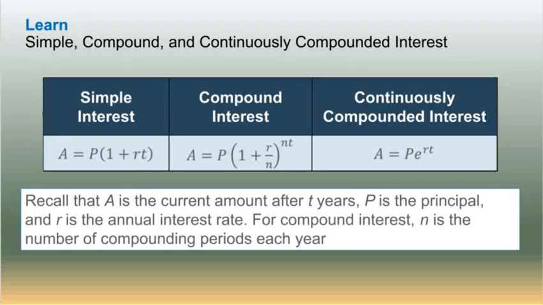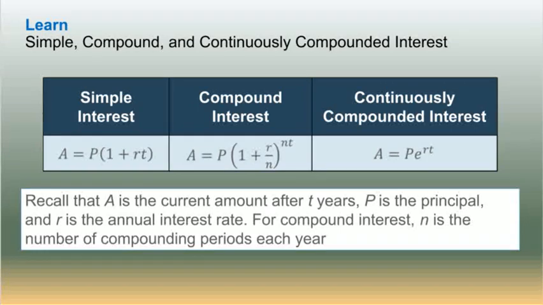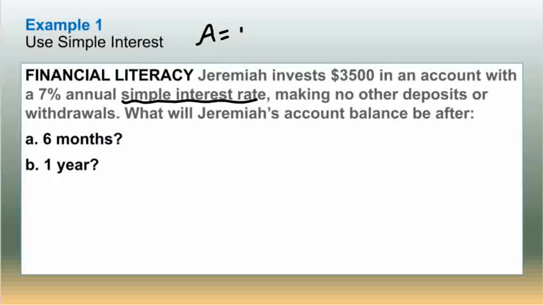Jeremiah invests $3,500 in an account with a 7% simple interest rate, making no other deposits or withdrawals. What will Jeremiah's account balance be after 6 months and after 1 year? So these are simple interest. We're going to use A equals P times (1 plus RT). Again, T is the number of years.